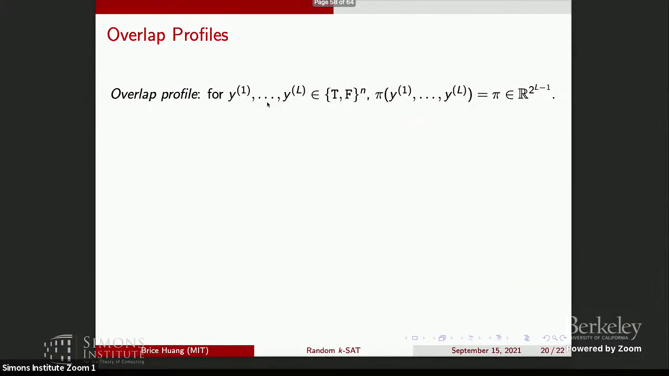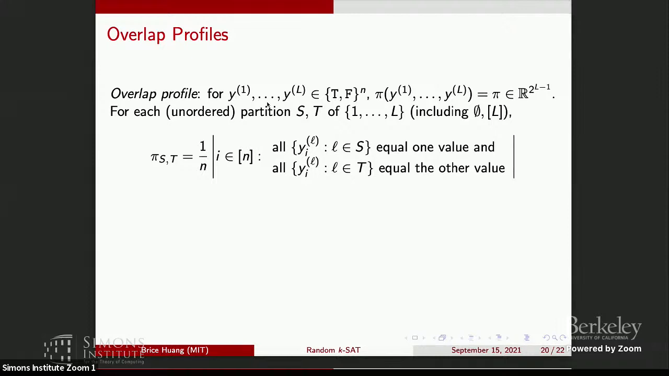Okay. In the rest of this talk, I'm going to describe how we define the forbidden structure. To define this, we need a notion of overlap profile. So for L assignments, their overlap profile summarizes all the ways that these assignments can agree or disagree. Formally, it's a vector of length 2 to the L minus 1, indexed by the unordered partitions of size 2 of the set 1 through L, where pi_st is the fraction of coordinates where all the y's indexed by s agree and all the y's indexed by t agree.